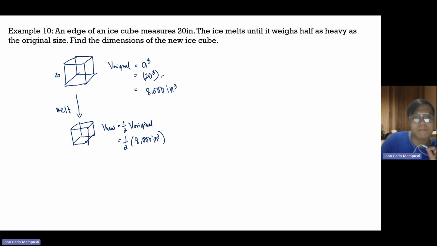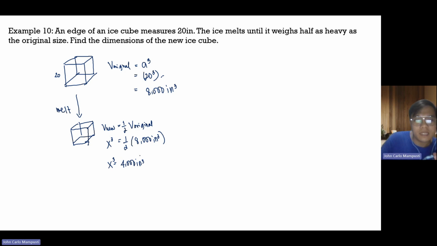Ano ba yung hinahanap? Dimension daw. No? Dimension natin, ano bang formula natin dito? Sabihin natin, x cube yung volume natin. So, ibig sabihin, we need to find the value of x. So, x cube equal to, kalahati yan sa 4,000.